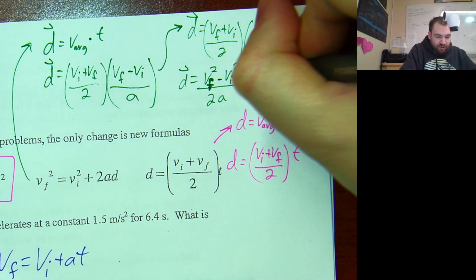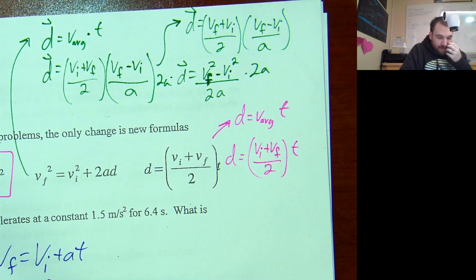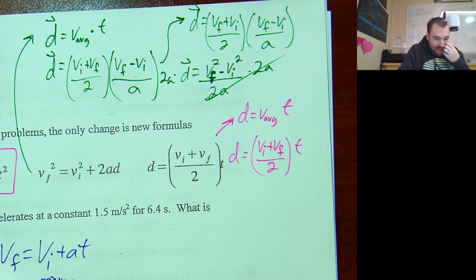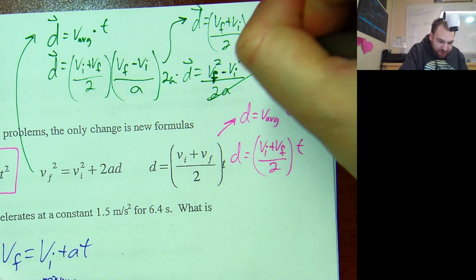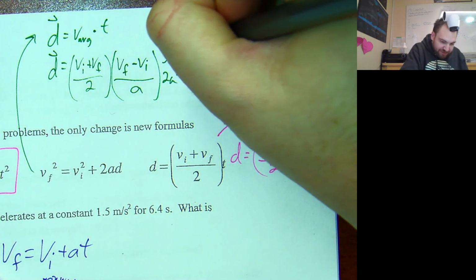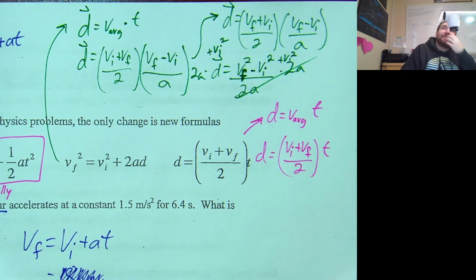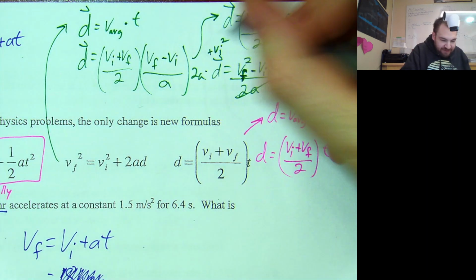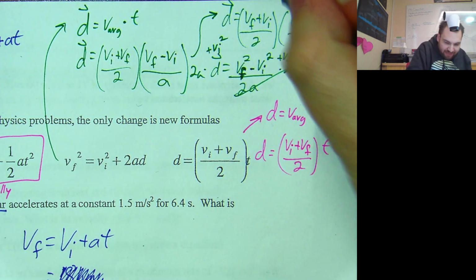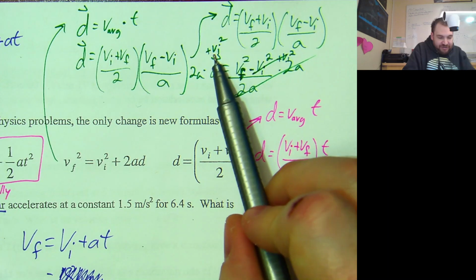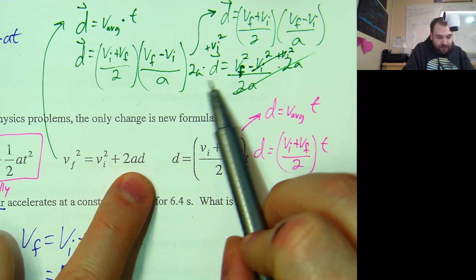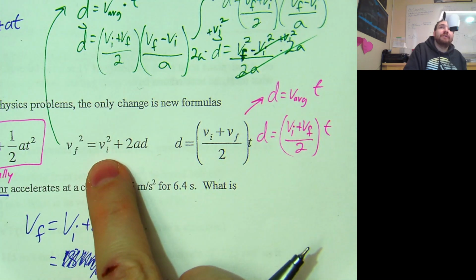What I'm going to do now is multiply by 2a on both sides. It's going to cancel on this side. And then I'm going to add VI squared to both sides. I know it's looking a little bit messy, but what we're going to end up with is VF squared equals VI squared plus 2AD, giving us this beast here.